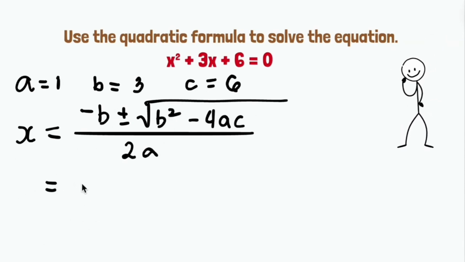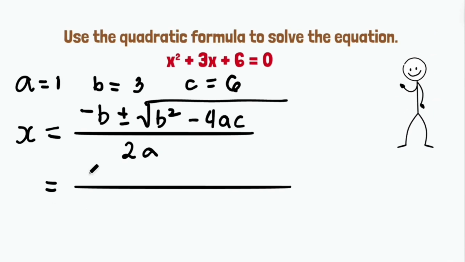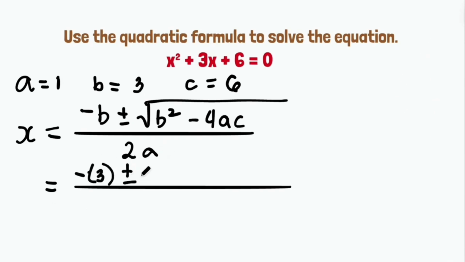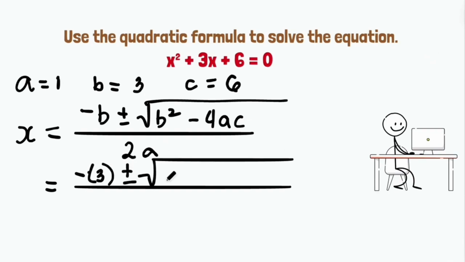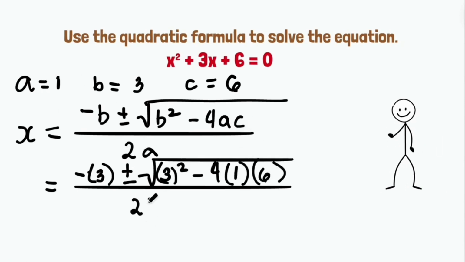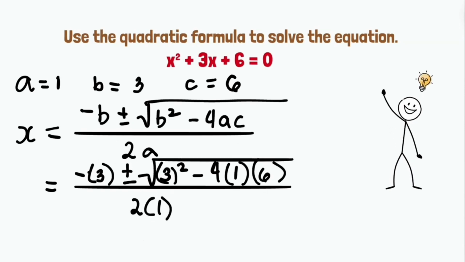We have, of course, negative b. Negative b is negative, we have 3, plus or minus square root of b squared, we have 3. Let us write 3 squared here, minus 4. We have a na 1, c, that is 6. And all over 2a, we have 2 times 1. Okay? So, now, let's simplify this one.